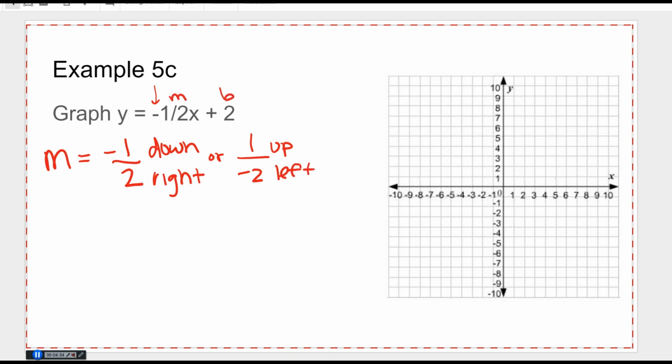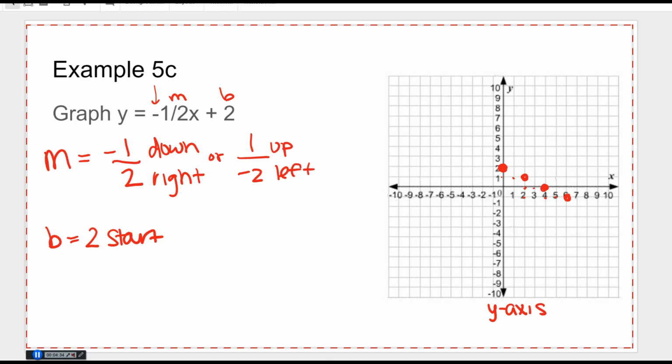Here's our m. Our b is 2. I always like to start, we go to that y-axis. B is 2. And from this point, we're going to count down 1 over 1, 2 to the right. Down 1 over 1, 2 to the right. Down 1 over 1, 2 to the right.